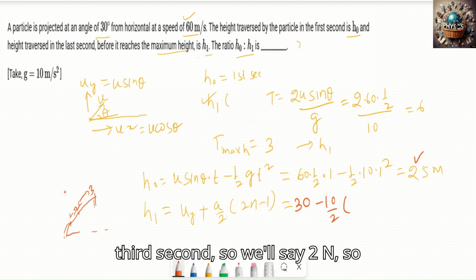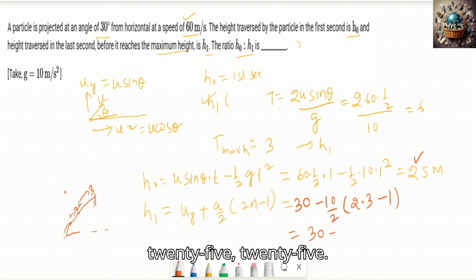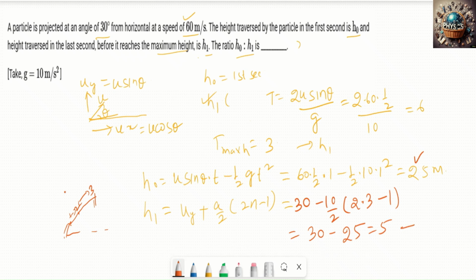So we'll say 2n minus 1, that is 2 into 3 minus 1, okay? So this gives us 30 minus 10 by 2 into 5, which is 5, so 30 minus 25 is equal to 5. So h1 is 5. We are asked to find h0 by h1, so it will become 25 by 5, which is 5. So this is my answer.